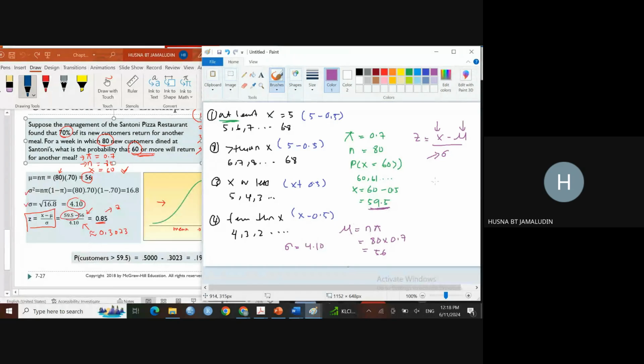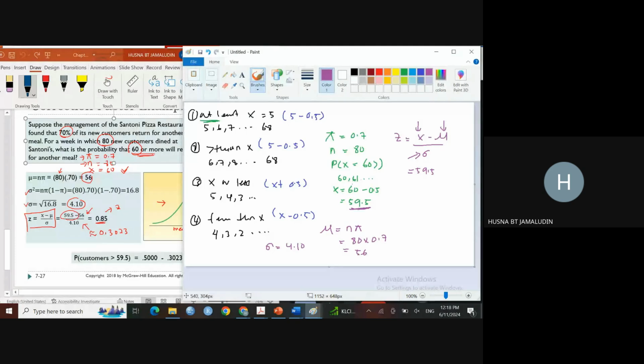Okay, so let's assume that you know that your sigma here is actually 4.10. So what's next? Just apply the formula. Your x becomes 59.5. Mu will be minus 56 over, what is your sigma? 4.10. Remember, the first thing that you have done is you list all the information. This is the first thing, right? You have listed down all the information. Okay, so you also have to draw the diagram to see which area are we talking about, right?